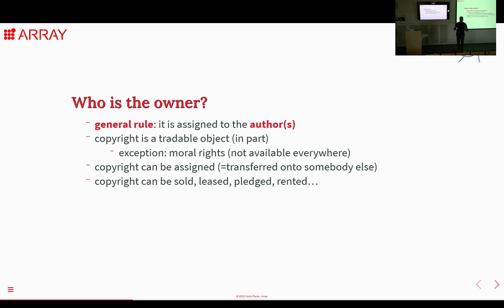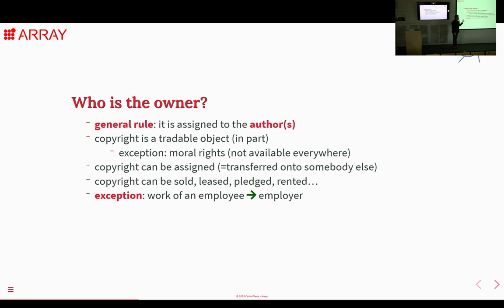So you have created a new artifact, software, which is original and never existed before. Who owns it? The general rule is that the author, i.e. the physical person actually writing the software, is the author and becomes the owner, in principle. Of course, it's a tradable object. It can be given to others, passed on, sold, leased and so on. So you can assign the software to others.